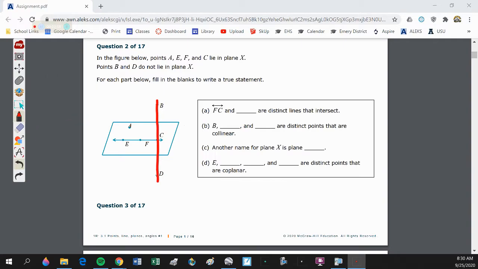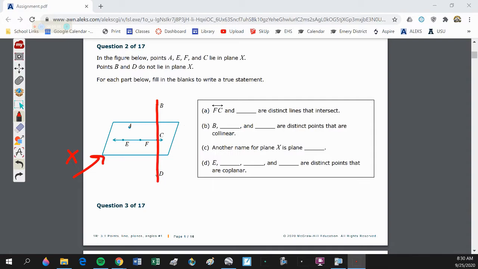Okay. B, blank, and blank are distinct points that are collinear. What do you think collinear means? What does collinear mean? They all are in a straight line. They all lie on the same line. So what points are collinear to B? C and D.